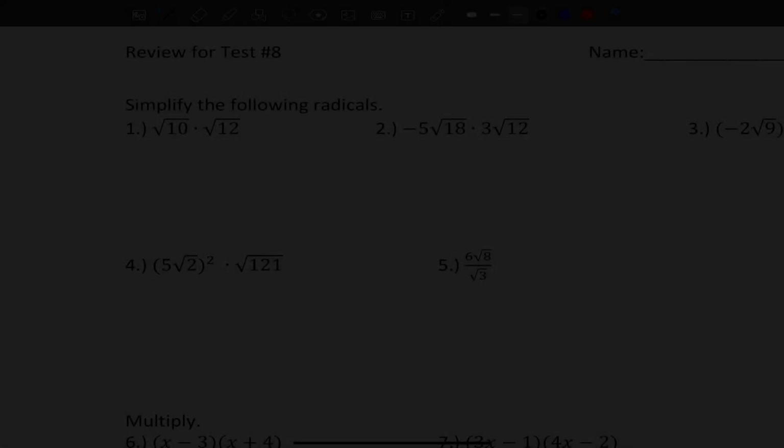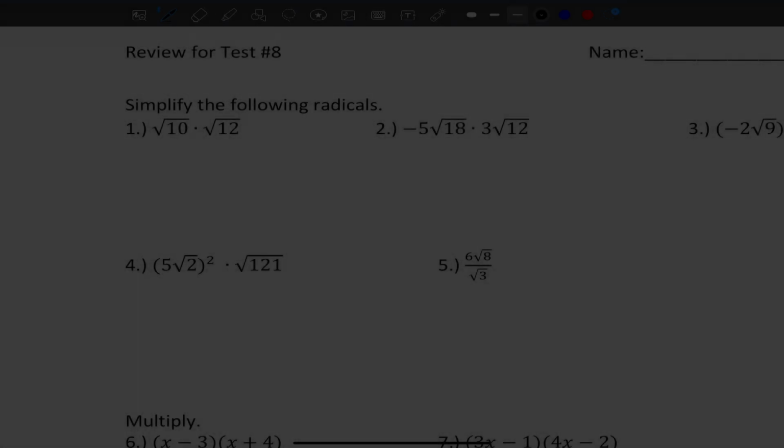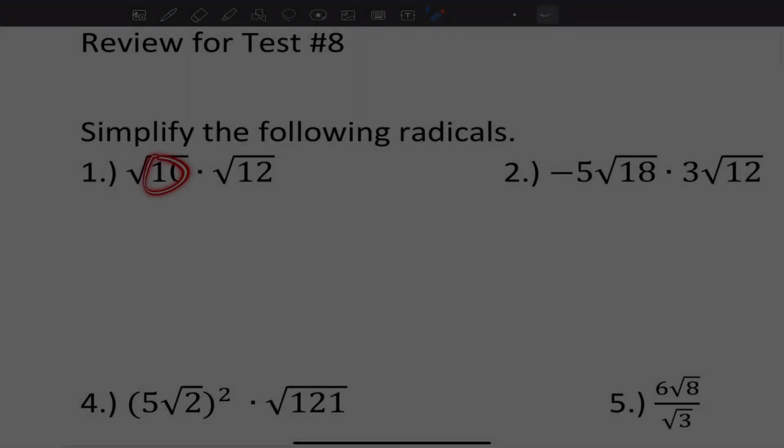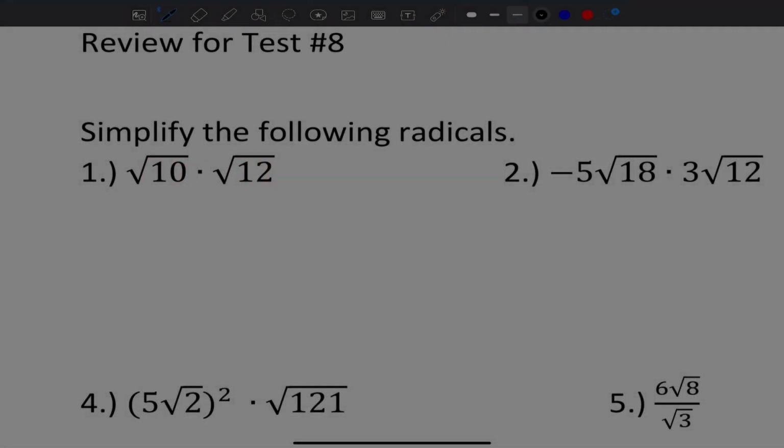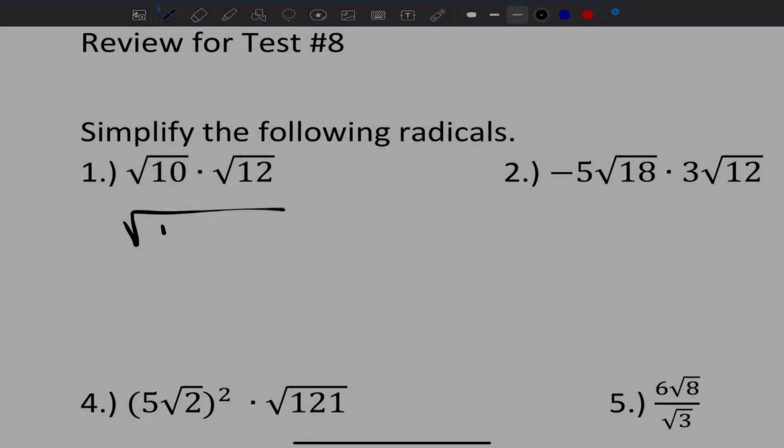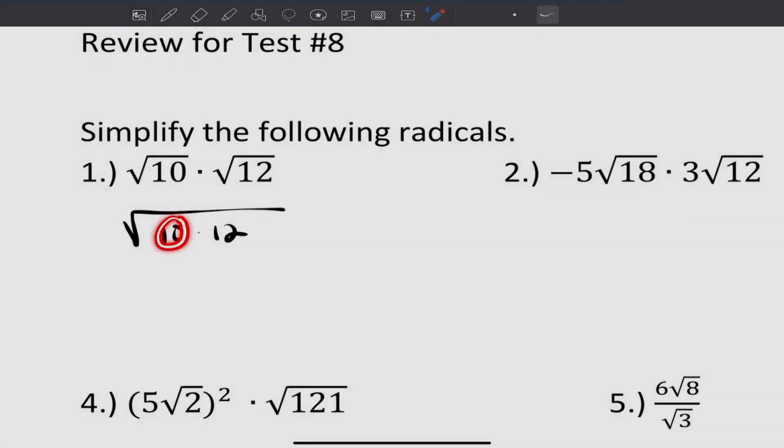Okay, so let's go ahead and take a look at review for test number 8, page 1. Simplify the following radicals. I got the square root of 10 times the square root of 12, which I will rewrite as the square root of 10 times 12. And then we'll break apart this 10 and the 12. So the square root of 5 times 2 times 4 times 3.